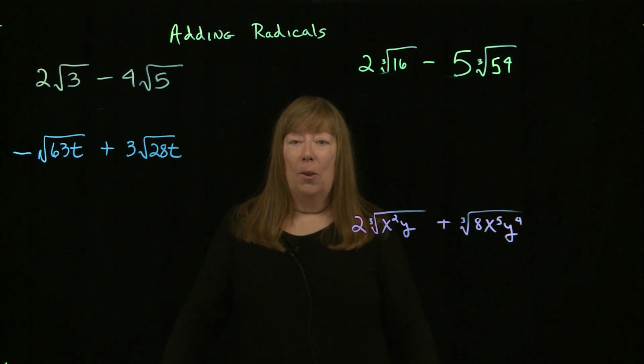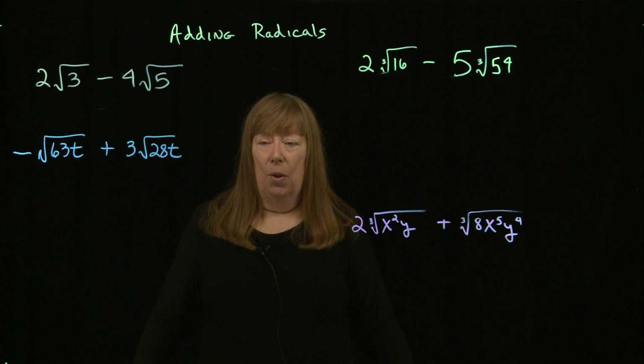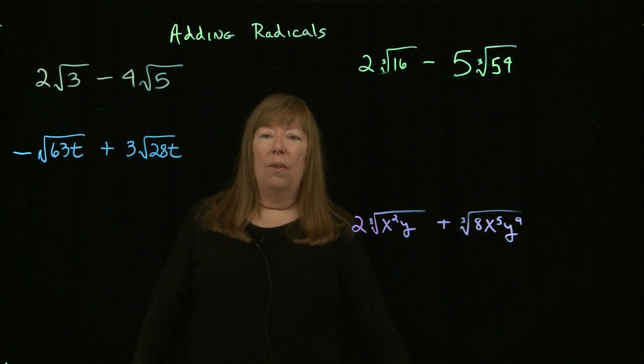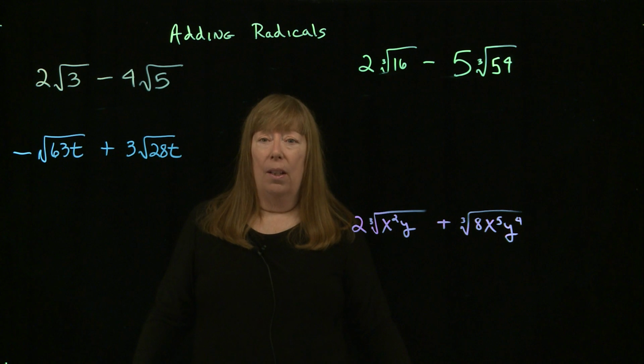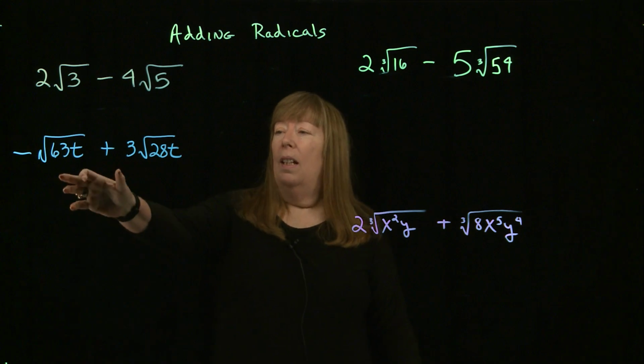Let's add some more radicals. 2 times the square root of 3 minus 4 times the square root of 5. These guys are not like radicals, and 3 and 5 are both prime, so there's no chance of simplifying them down to where maybe we have like radicals. So this one cannot be simplified. Let's try this one.